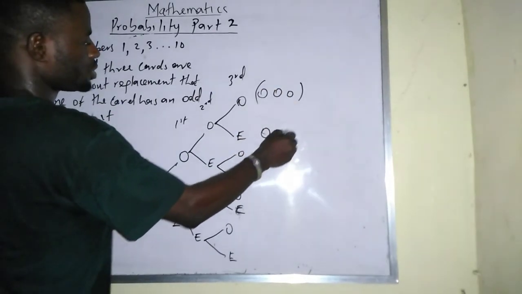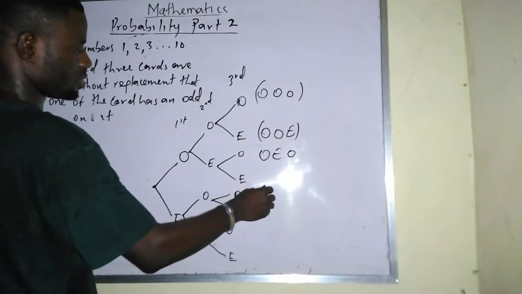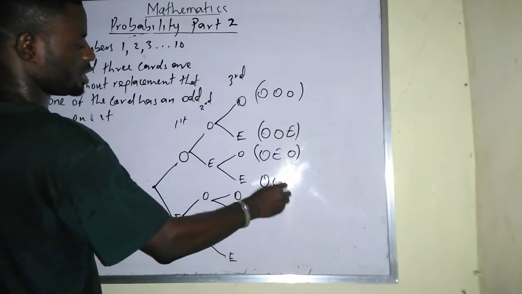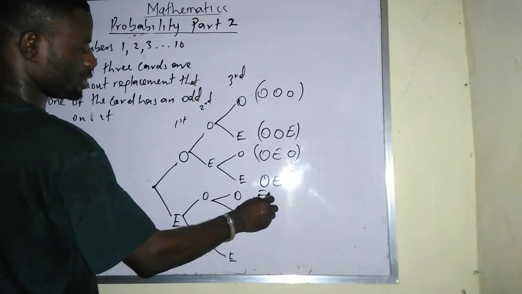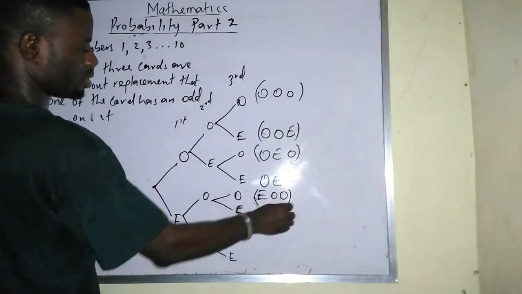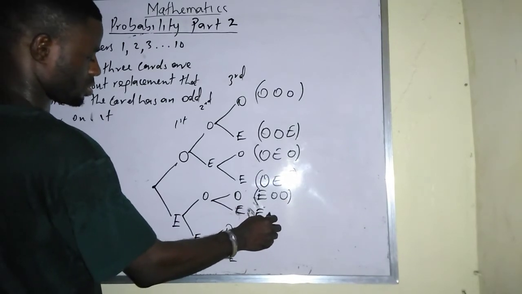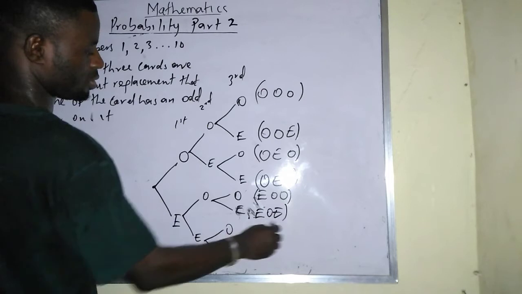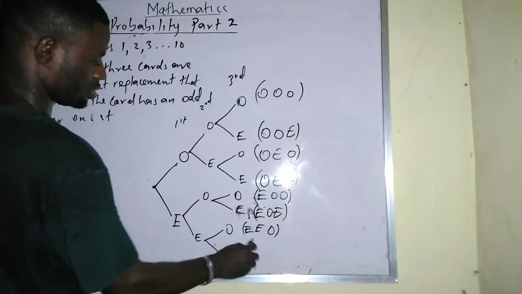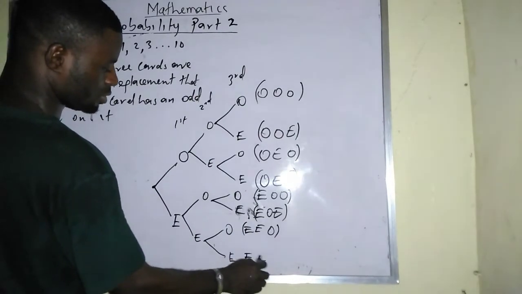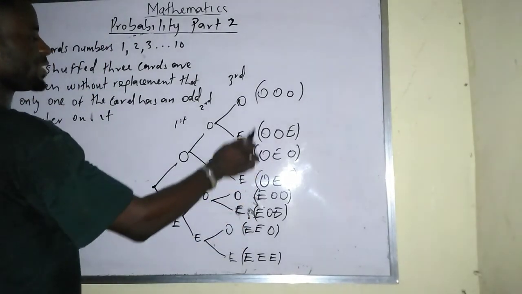It will be odd, odd, even. It will be odd, even, odd. It will be odd, even, even. It will be even, odd, odd. Even, odd, even. And even, even, odd. Or even, even, even. Now, 1, 2, 3, 4, 5, 6, 7, 8.